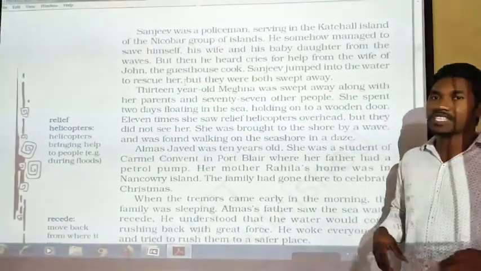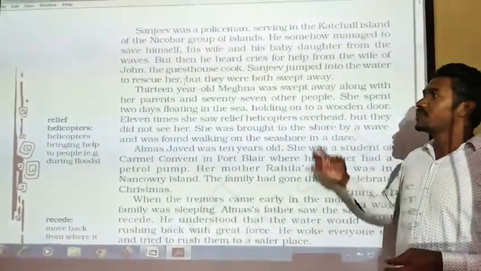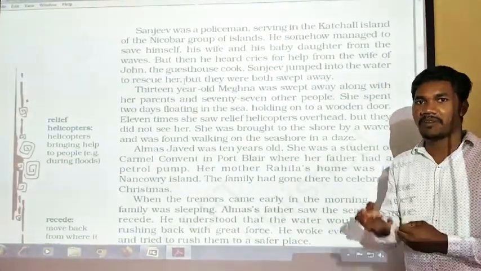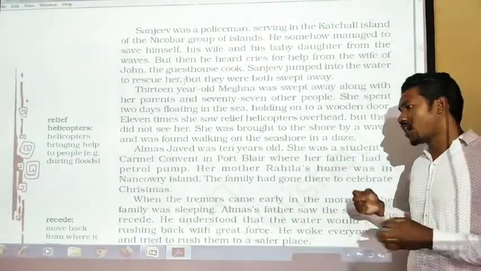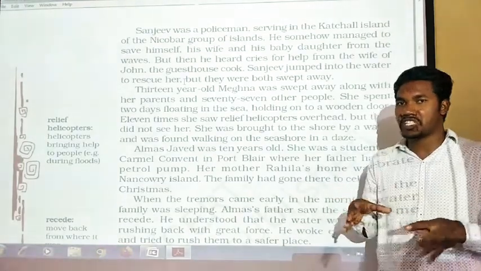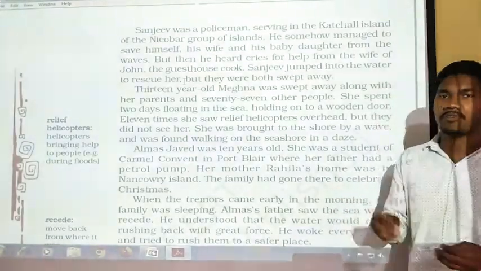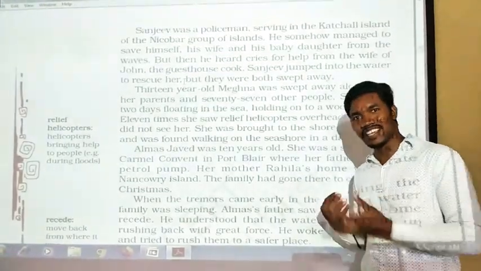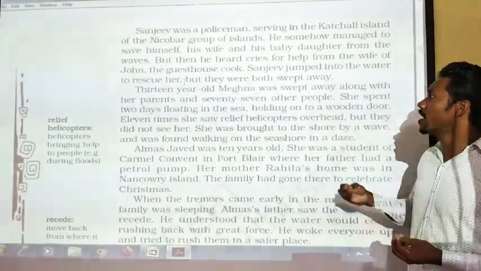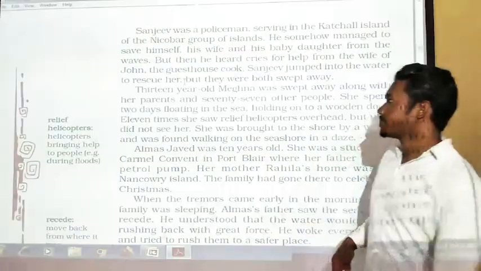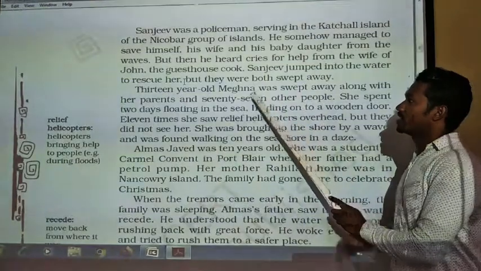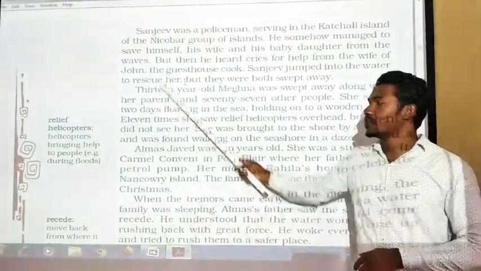Okay, so in order to save John's wife, Sanjeev jumped in the water and he is not able to come out of the water because the water is coming very forcefully. Okay, and both of them were washed away. Sanjeev is gone and the wife of John also is gone. Both of them were swept away with the tsunami. Rescue means what?